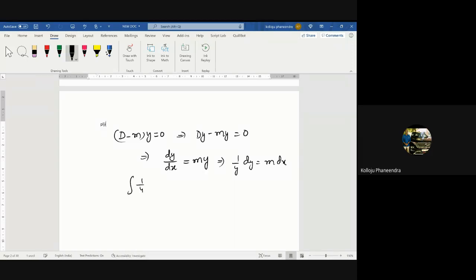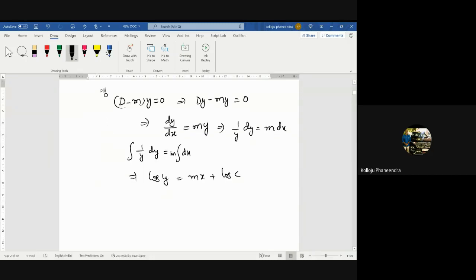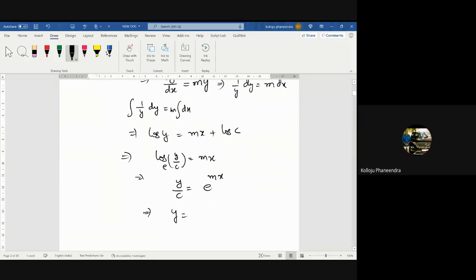Integrating on both sides, the integral of 1 by y dy equals the integral of m dx. That is log y equals mx plus log c. Then log y minus log c equals mx, isn't it? So y by c equals e to the power of mx, that is y equals c into e to the power of mx.